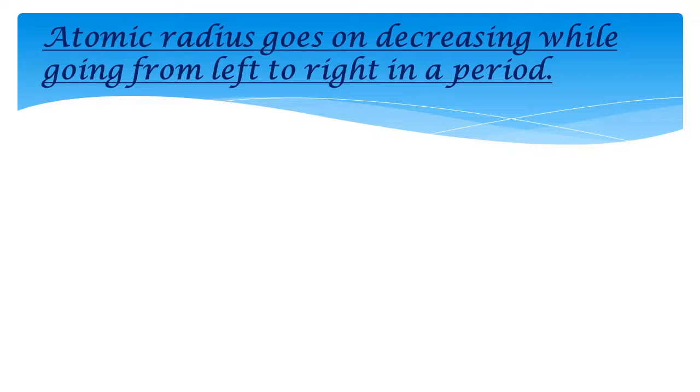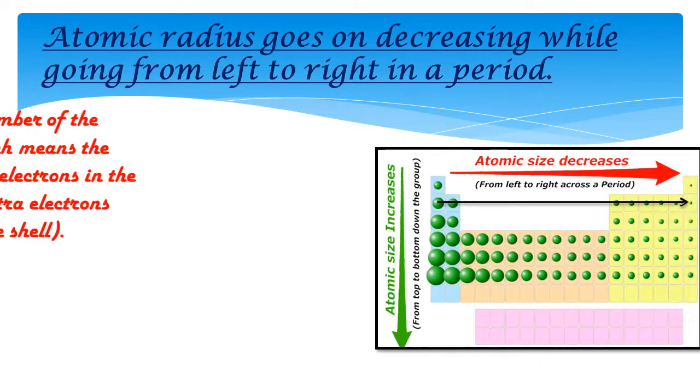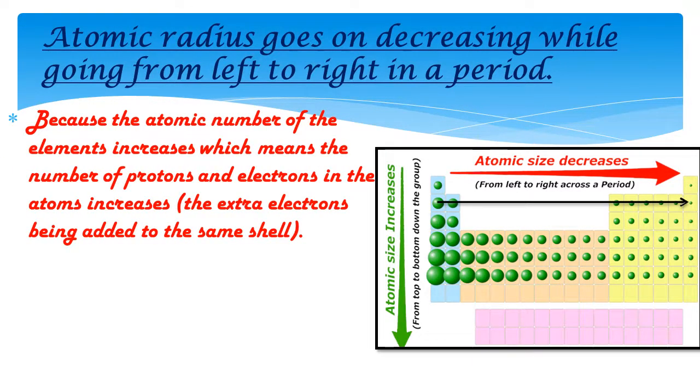This is the distance between the center of the nucleus and the last shell of an element. Okay, so atomic radius goes on decreasing while going from left to right in a period. Why? So student, because the atomic number of the element increases. Okay, so we know that atomic number increases, that is, there are a total of 118 elements.